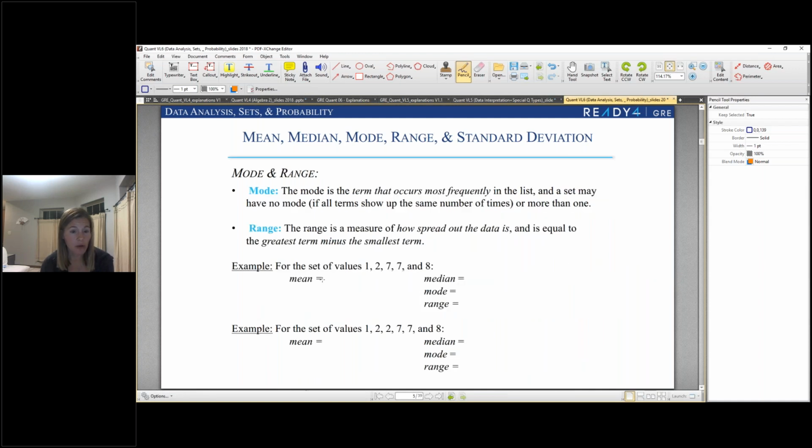The mean, the median, the mode. So the mean, that's the average. So 1, 2, 7, 7, and 8, you would add them up and divide by 5. You get 5. The median in this set, we would line them up in order, and the middle number is a 7. The mode is the most common number. That's also 7. And the range is the difference between the greatest and the least, and that's also 7. Okay, so pretty straightforward.